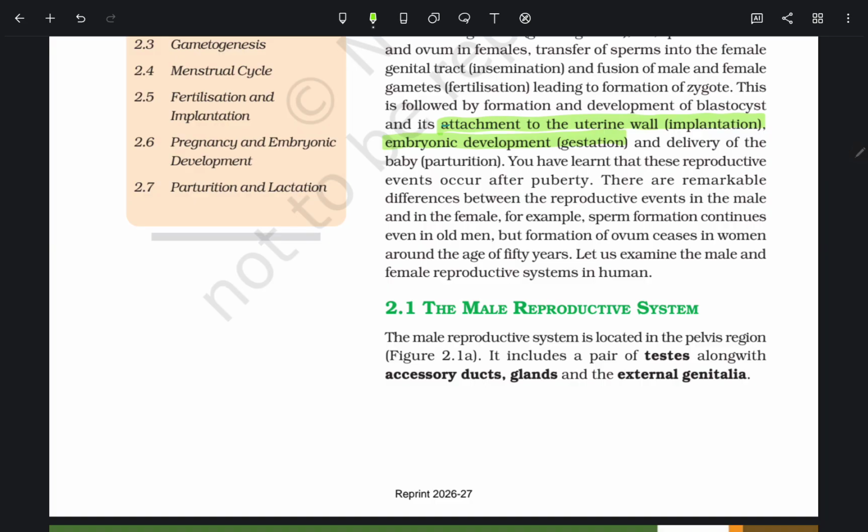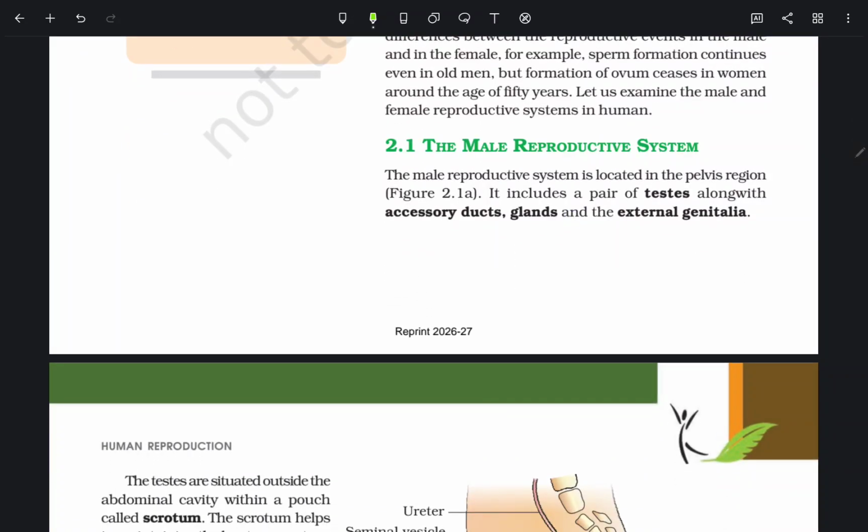You have learned that these reproductive events occur after puberty. There are remarkable differences between the reproductive events in the male and in the female. For example, sperm formation continues even in old men, but formation of ovum ceases in women around the age of 50 years. The male reproductive system.